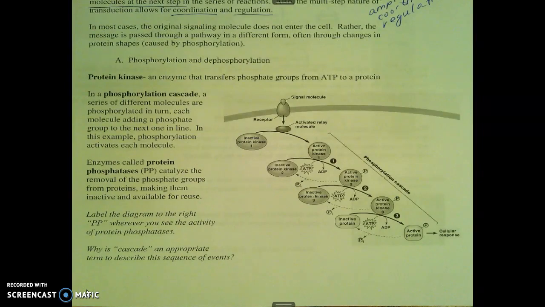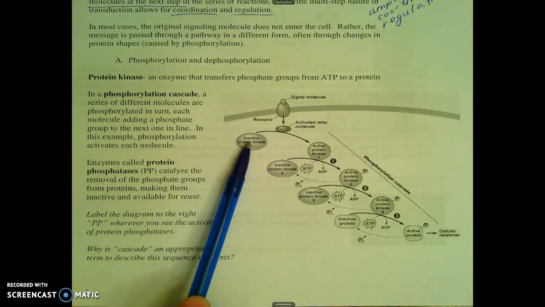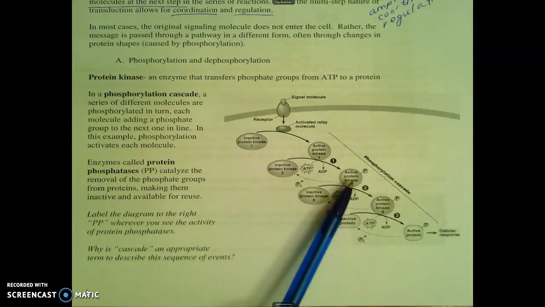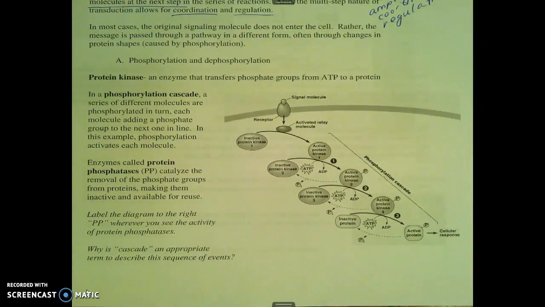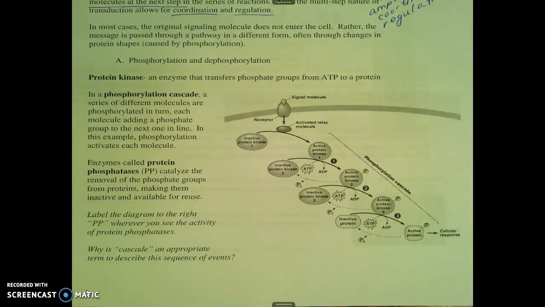So we said that transduction is typically a series of changes, and here we can see a whole series of changes in the form of a phosphorylation cascade. And what this means is that a bunch of different molecules are going to be getting phosphorylated and then help phosphorylate the next, which will then help phosphorylate the next. So this is a cascade because we see this trickle down effect.